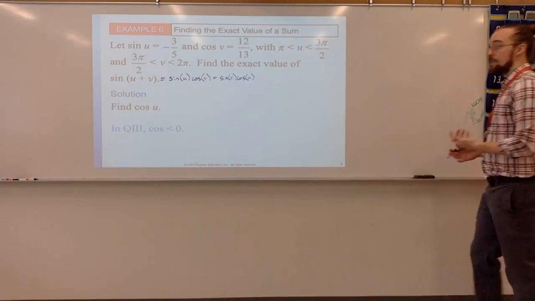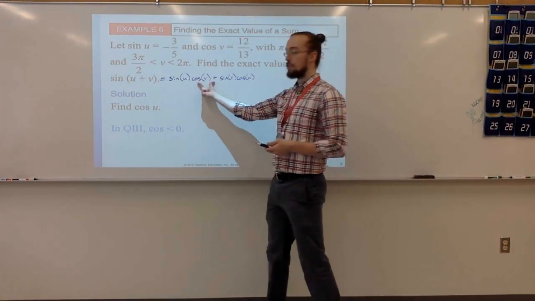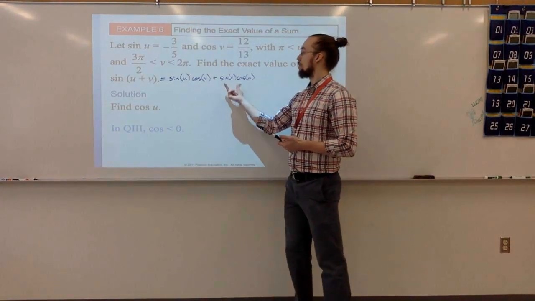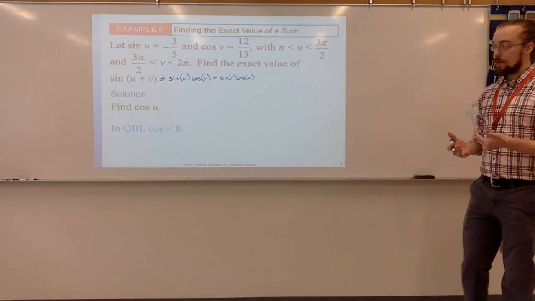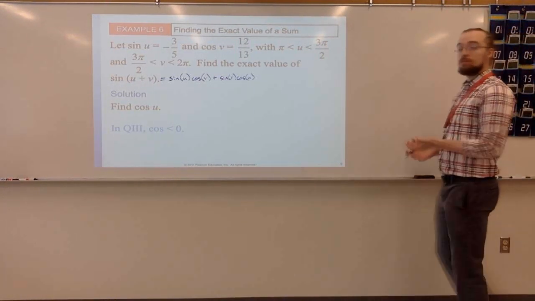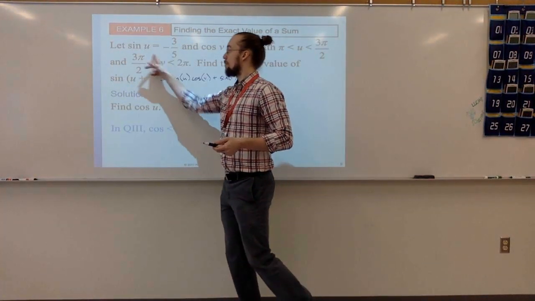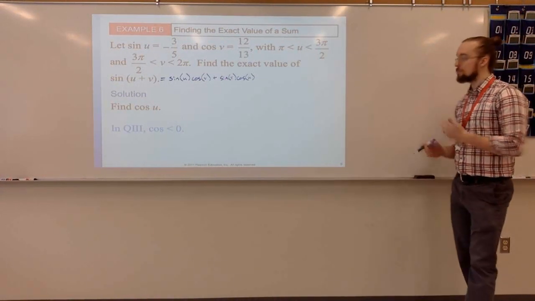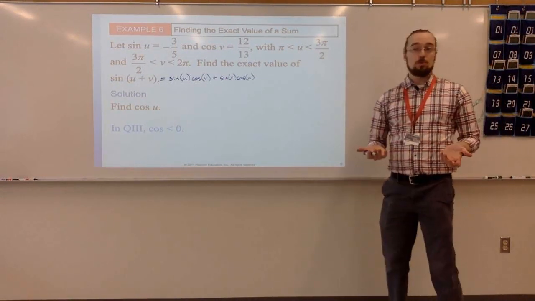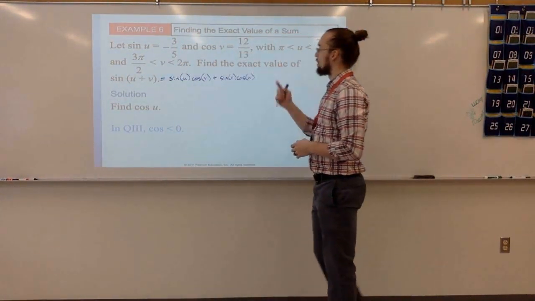So what we need, we already know the sine of u and the cosine of v. I need to solve for the sine of v and the cosine of u. To do that, we're going to have to set up right triangles. We've already done problems like this where we set up a single right triangle and solved for some missing sides. But now we're going to have to do it twice. We have two different angles, a u and a v.